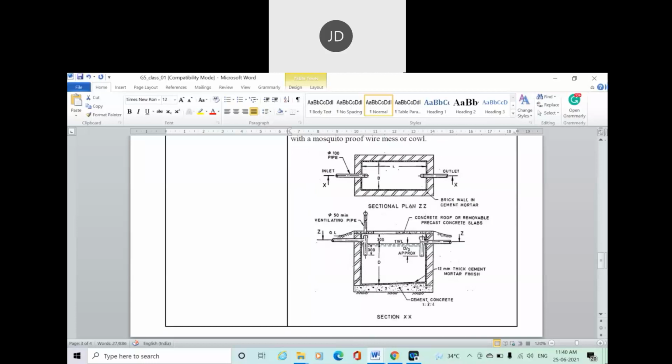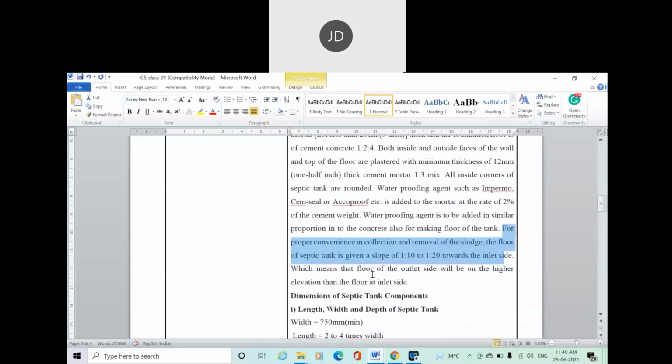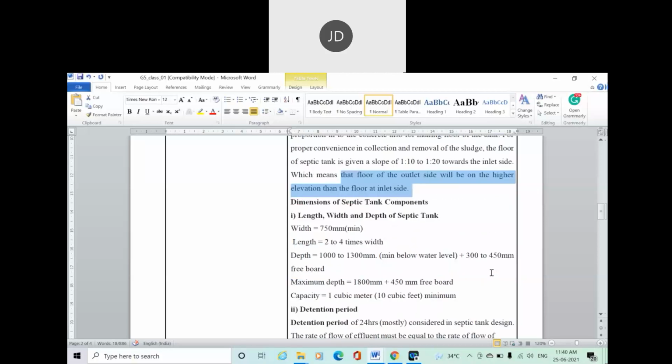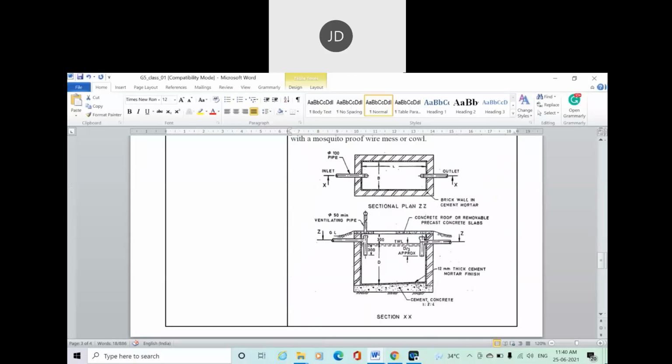You can see the thickness of the floor, the bottom slab of the septic tank, is higher near the outlet pipe. That is why the floor of the outlet side will be at a higher elevation than the floor on the inlet side. Even in the diagram it is visible. The slab is slightly inclined, so near the outlet pipe the floor height is higher compared to the inlet side.